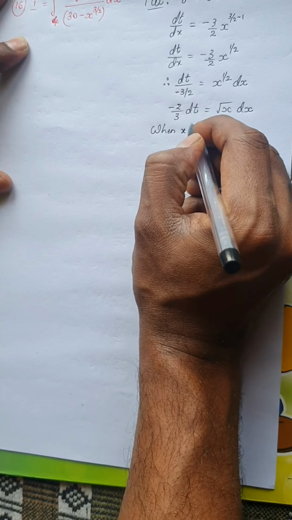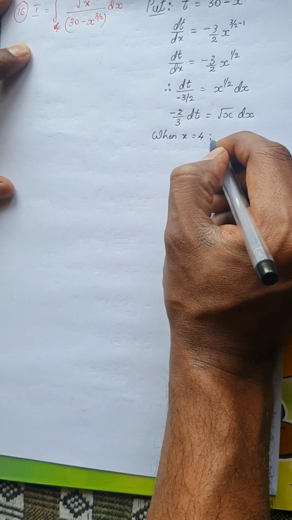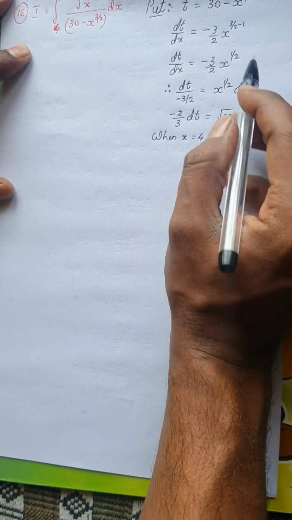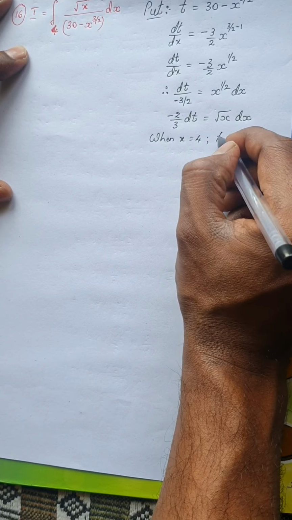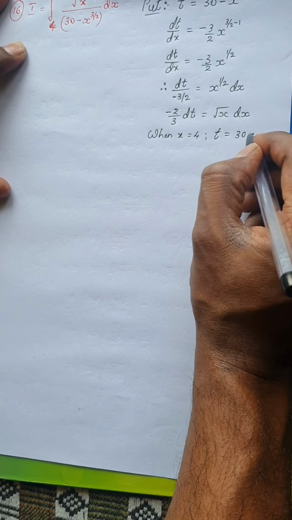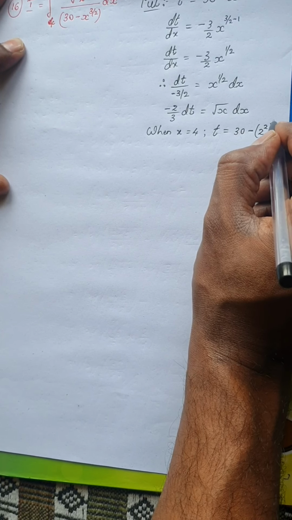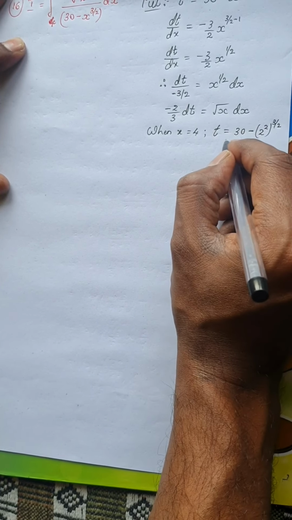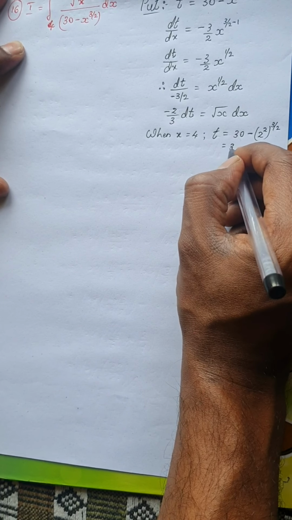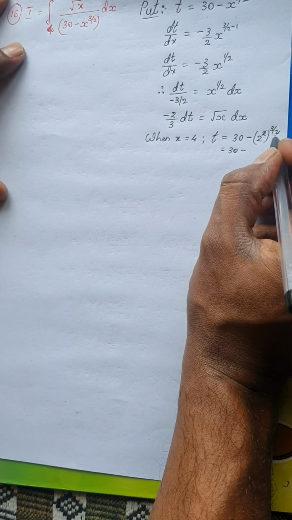When x is equal to 4, what is the lower limit? When x is equal to 4, what happens to t? Remember, t would be 30 minus 4, which can be written as 2 square to the power 3 by 2. So this becomes 30 minus, so square and root will get cancelled.